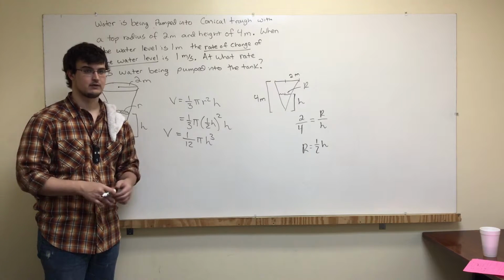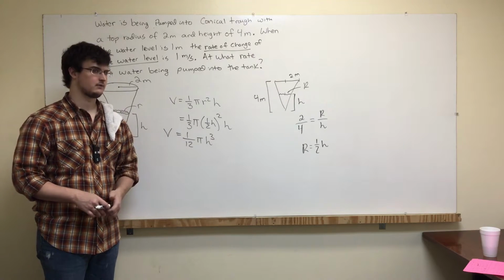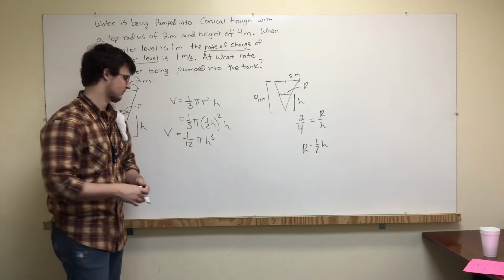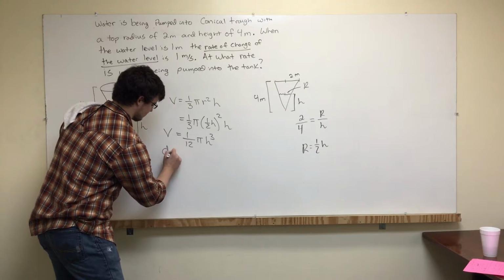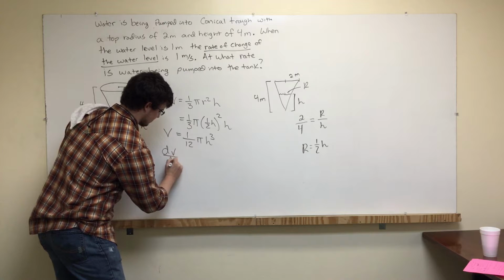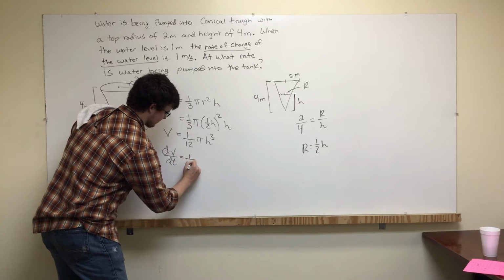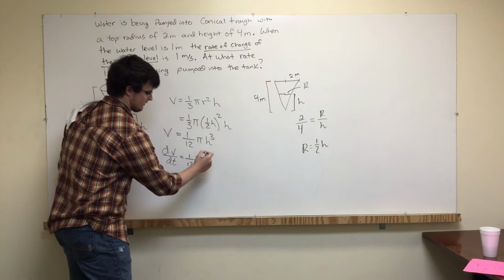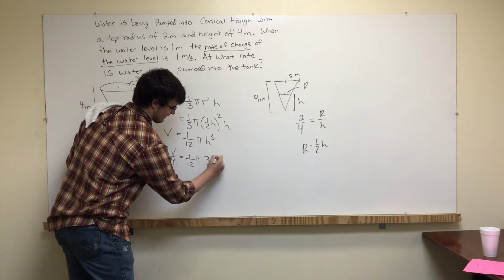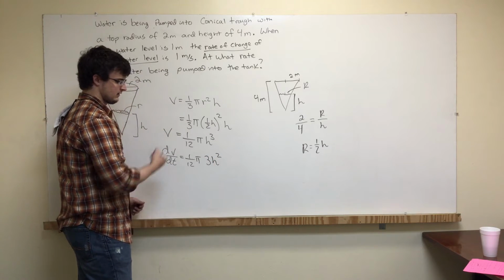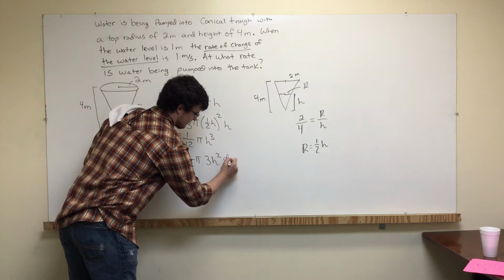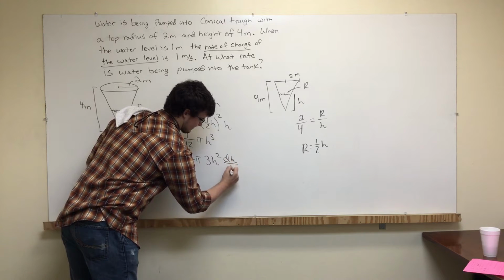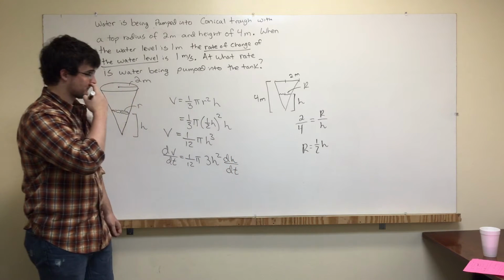So I can take a derivative, but I'm taking a time derivative. So it's kind of an implicit problem. So the derivative, dV/dt, is going to be 1/12 pi. Then this derivative, just like you'd think, but since H is a function of t, I pick up a dH/dt.